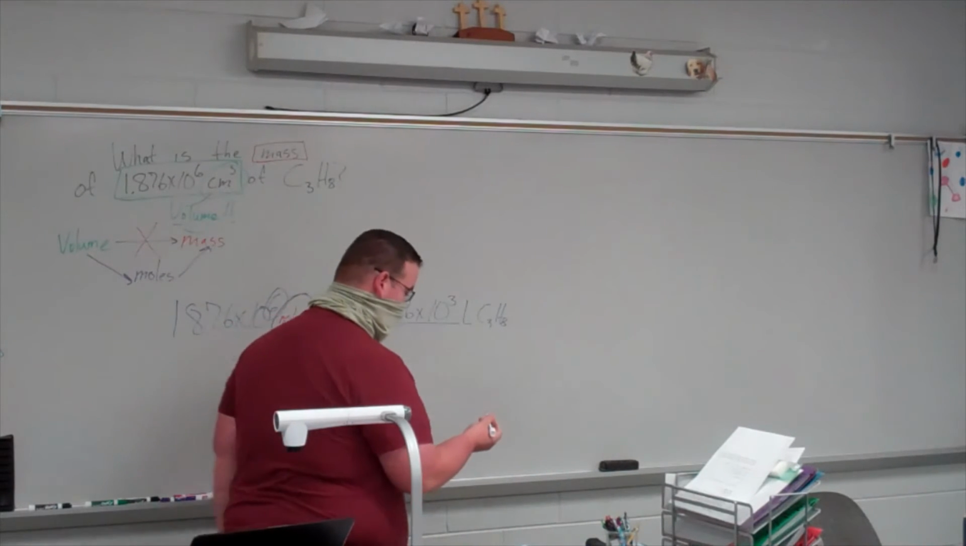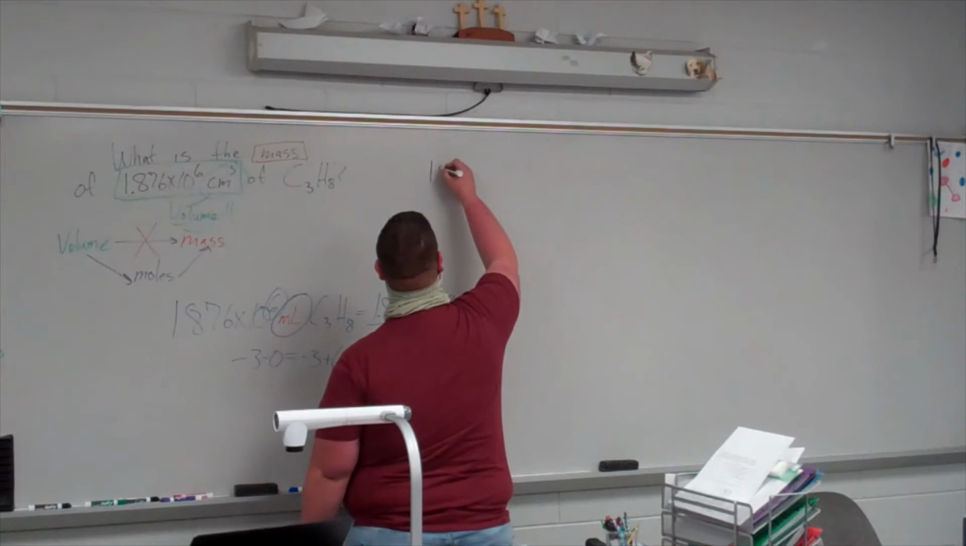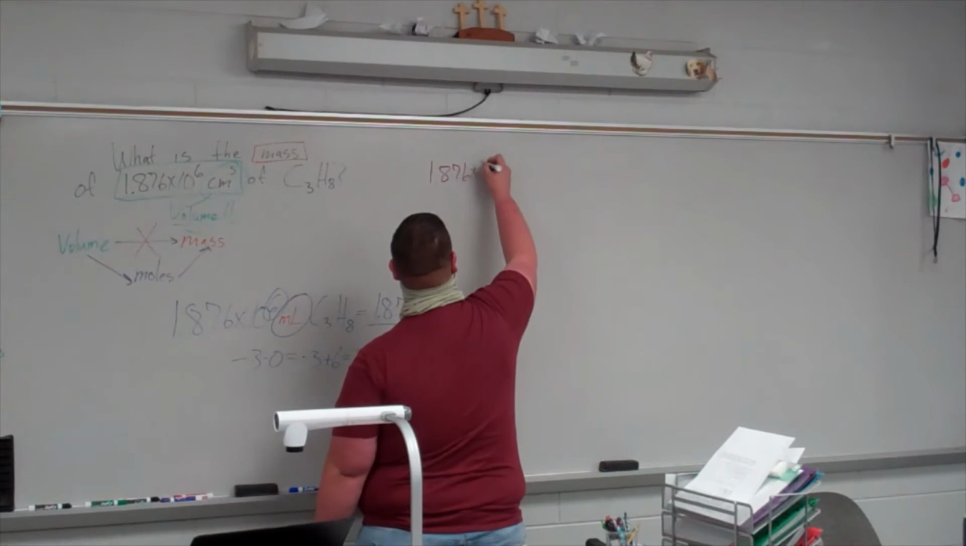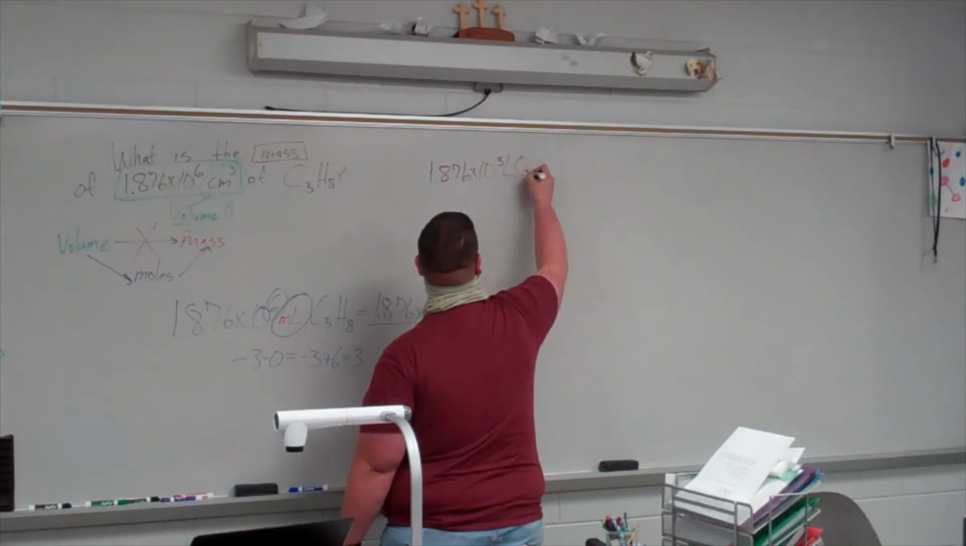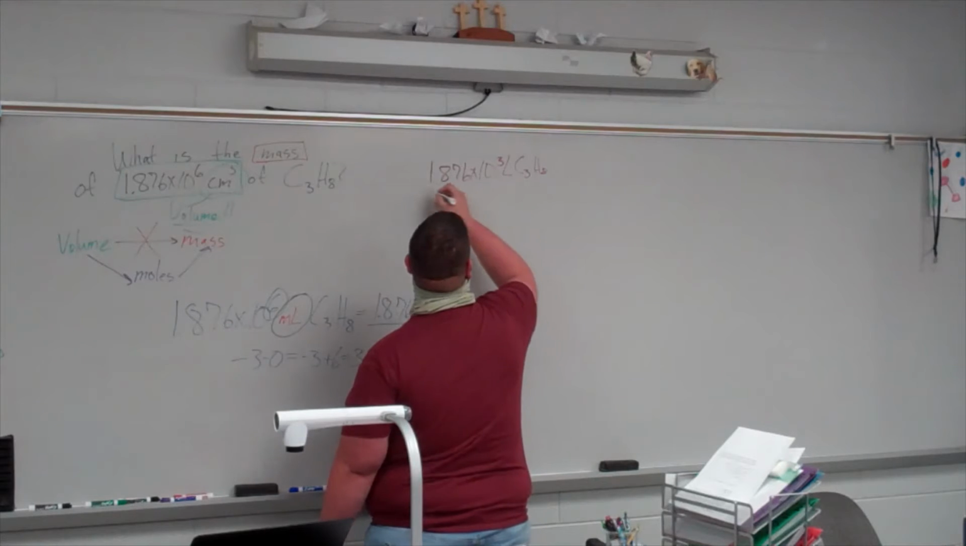Take your number and your units. So, 1.876 times 10 to the 3rd power liters of propane. Set it over 1.